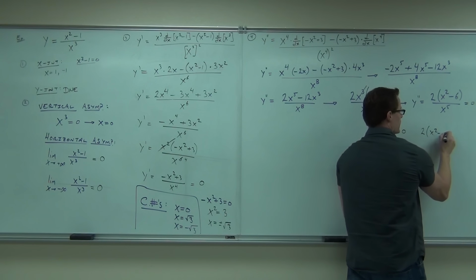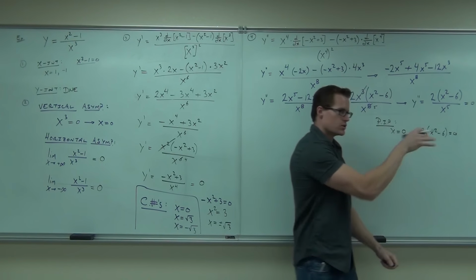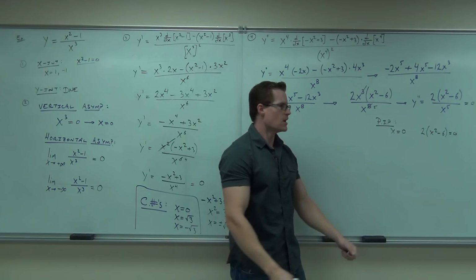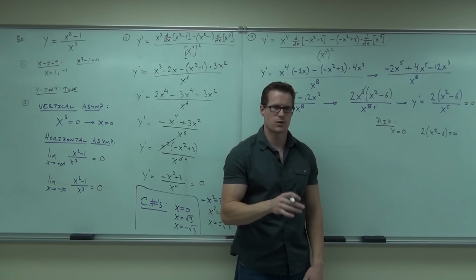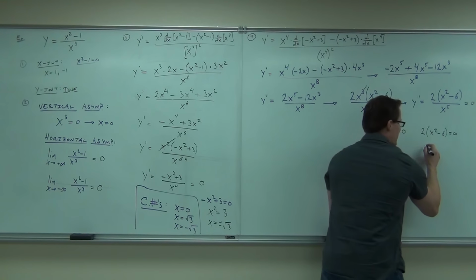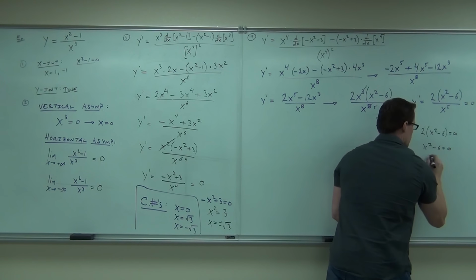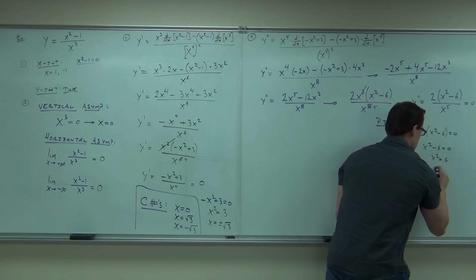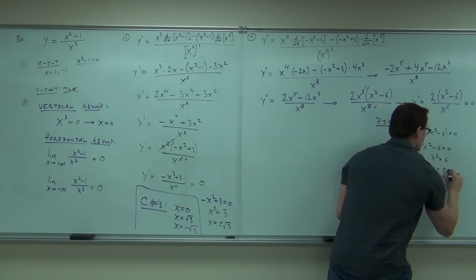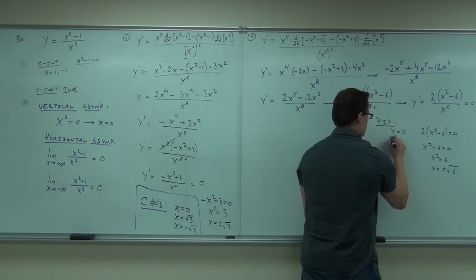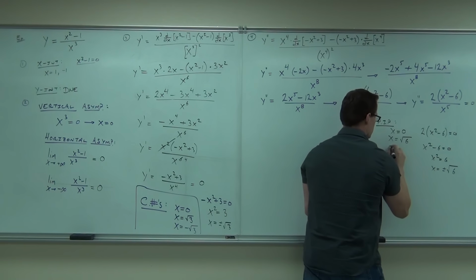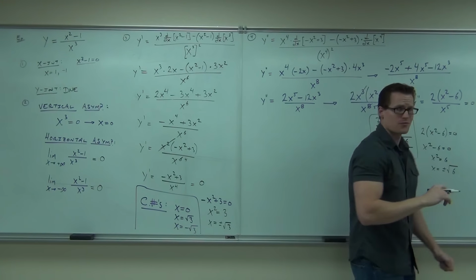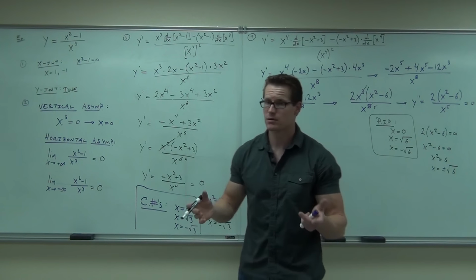2 times x squared minus 6 equals 0. You set the numerator equal to 0. Are you with me on that one? Yes, no? Yes. Okay, but the 2, does the 2 do anything for you? If you divide by 2, you're going to get x squared minus 6 equals 0. You're going to get x squared equals 6, and you're going to get plus or minus square root of 6. Not very nice numbers, I get it. But can you find them?